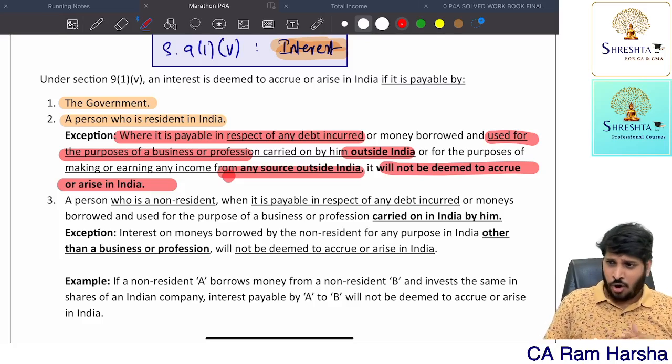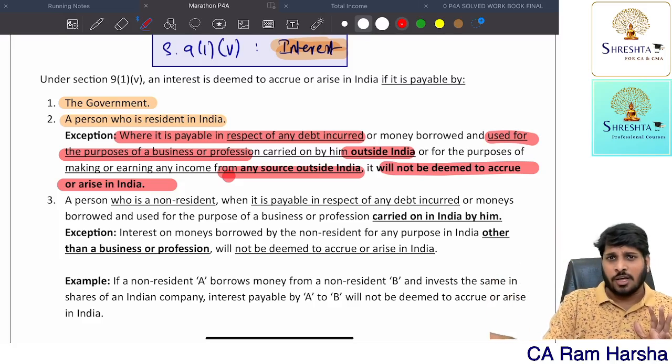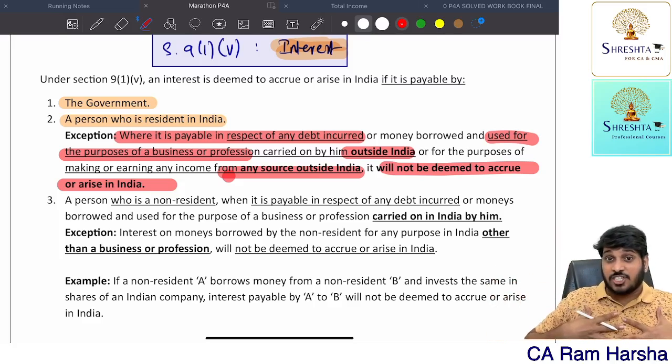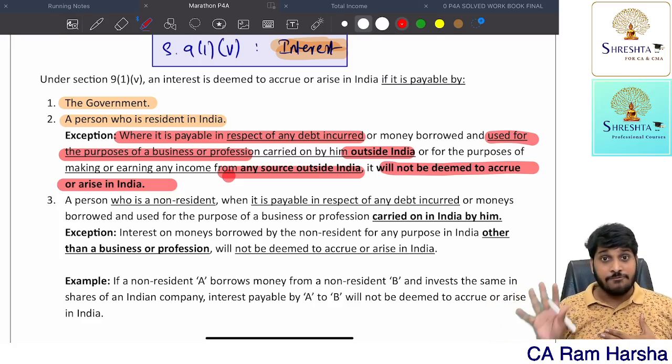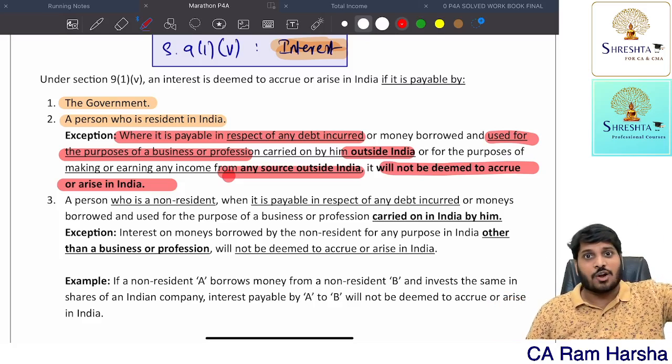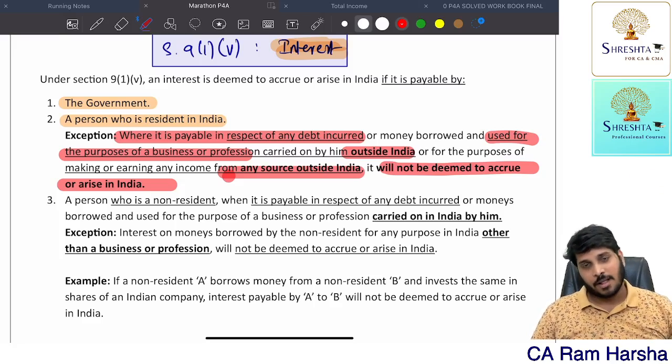Getting it? I know only a resident person is paying. He is a resident in India, he is paying interest on the loan. But that interest income which is received by the lender is not treated as having its source in India. If that entire loan is invested outside India, that entire loan is used for business or some other purpose outside India. That's the point.